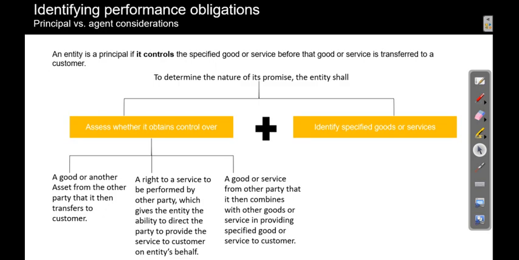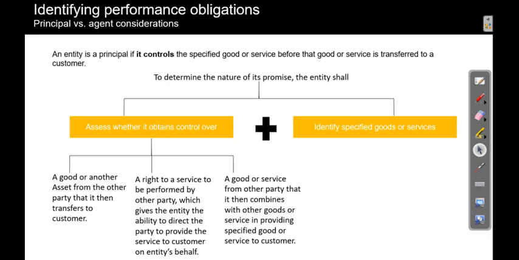Another case is a right to a service to be performed by another party, which gives the entity the ability to direct that party to provide the service to the customer on behalf of the entity. So this could be an example. Let's say an entity enters into a contract with a customer to provide office maintenance services. The entity and the customer agree on the scope of services. The entity engages third party vendors or service providers to give those services to the customer. The entity obtains the contract from the customer, and also enters into a contract for providing those services with third party service providers.